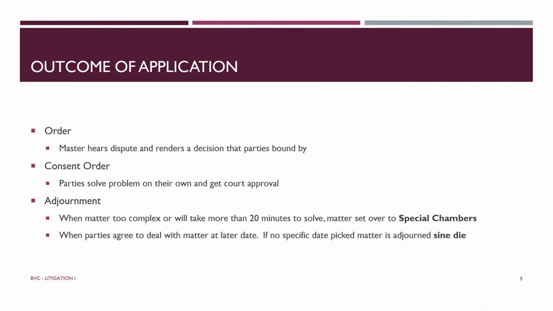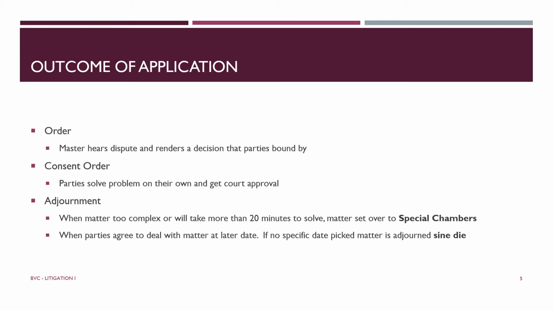Let's assume we still have an in-person chambers application. What can that master do? There's really 3 outcomes. The master can issue an order. Here's the dispute, makes the decision saying this is what's happening. Or the parties, this seems kind of odd, they can go to court with what we call a consent order. They come up with a resolution before the chamber's application, but they just want the order to be made official in court.